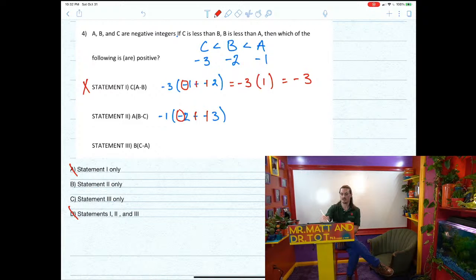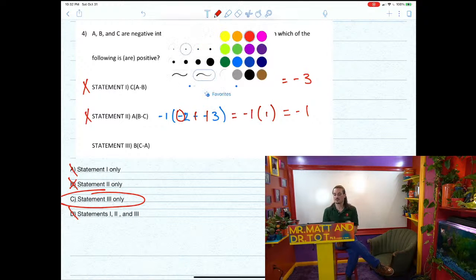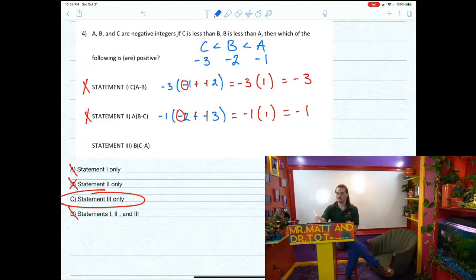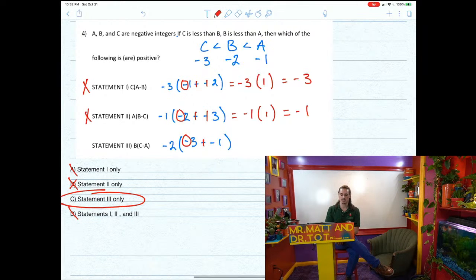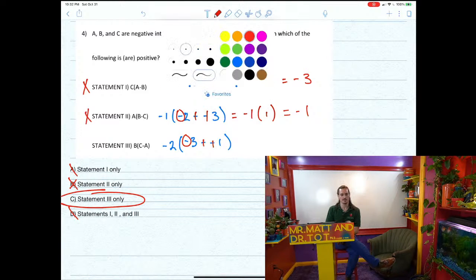Subbing in, we're going to have -2 times the quantity -3 minus -1. If I do leave, change, leave that guy, change that guy, change that guy, we're going to end up with -2 times, -3 plus a +1 is going to be a -2, so we end up with -2 times -2, which is a +4. That is positive, so our answer is indeed answer selection C, statement 3 only.